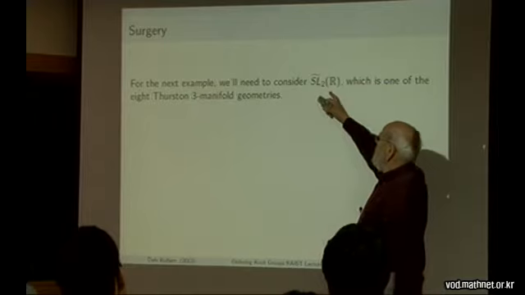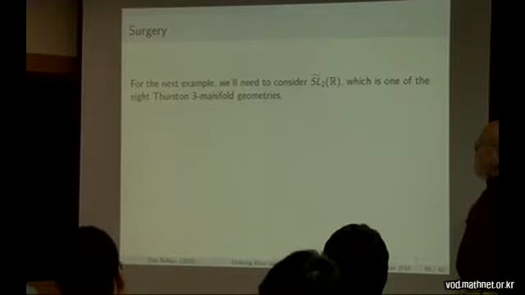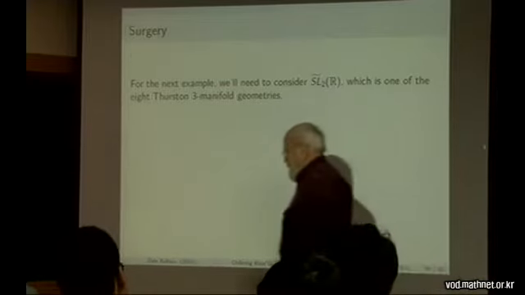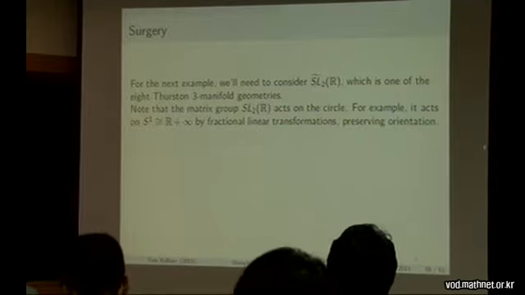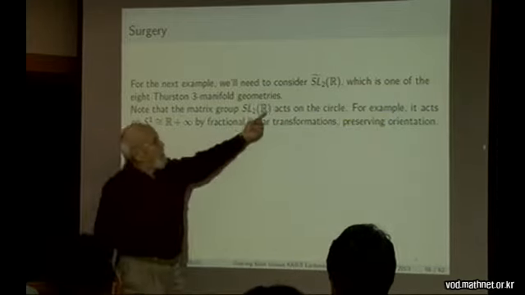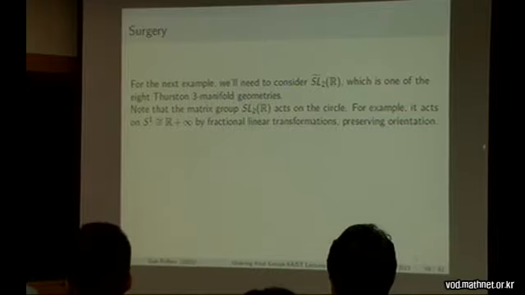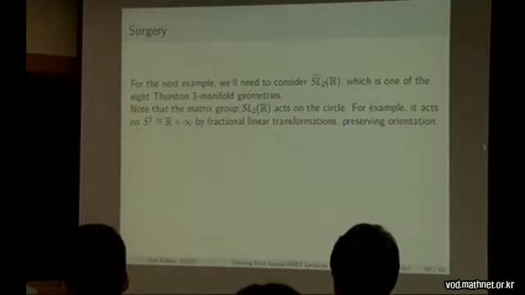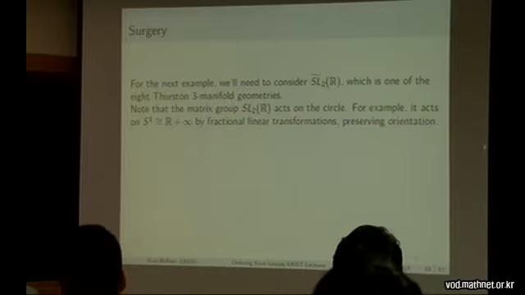An interesting group called SL2R tilde. And it's one of the Thurston three-manifold geometries, one of the more unusual ones. But let me just explain it briefly. The matrix group SL2R acts on the circle. Many ways of seeing that. You can take a unit vector in the plane and hit it by a matrix. What is SL2R? It's 2 by 2 matrices with determinant 1. It acts on the circle by taking a unit vector to some other vector and then normalizing it.